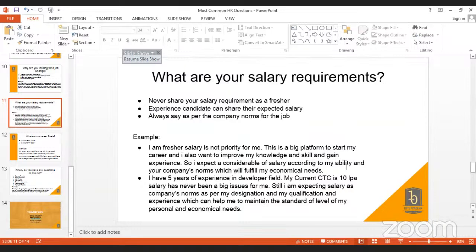And if you have experience, you can just tell them, I have 5 years of experience in the developer field. My current CTC is 10 LPA. I mean, any number, whatever is your current CTC, you can mention that. And salary has not been the biggest issue for me. Still, I am expecting a salary as per the company norms, my designation, qualification and experience, which can help me to maintain the standard of my personal and economical needs. So you can answer it in this manner.